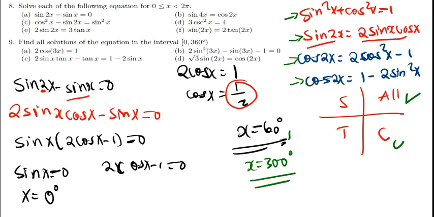Then for 0, you are going to say where sine is positive. In the first quadrant is 0 degrees. In the second quadrant, it will be 180 minus 0, which is 180. So these are the answers. So the answers are 0, 60, 180, 300.